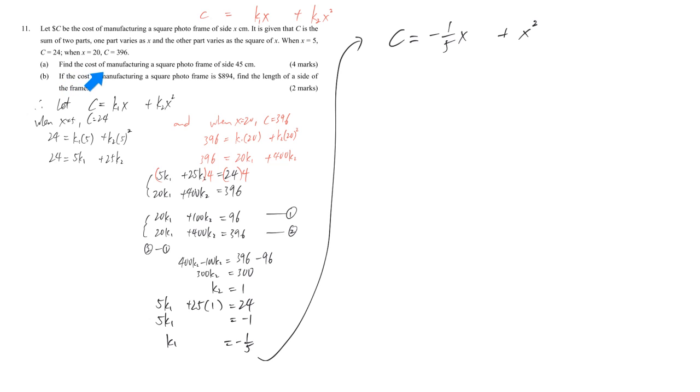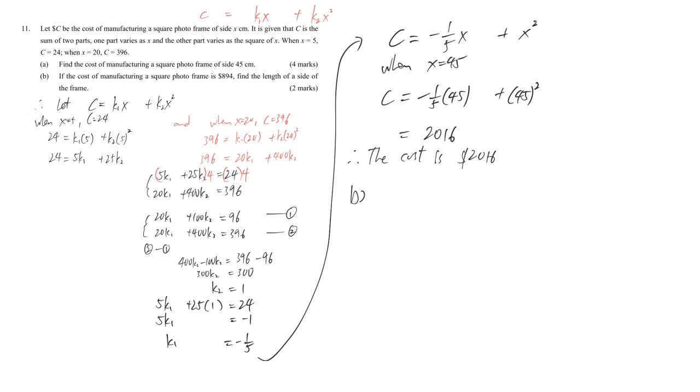And finally, the question is asking about a square photo frame with side 45. The side of the frame refers to x here. So that means x is equal to 45 in this case. We write down when x equals 45, then C will equal negative 1 over 5 times 45, and then plus 45 squared. So we get 2016 as the cost. That's the answer in part A.